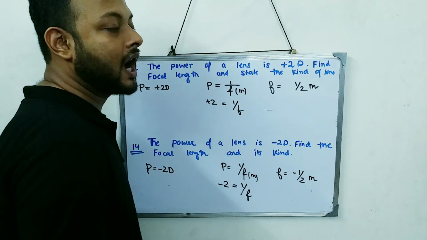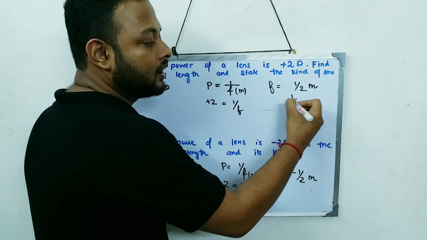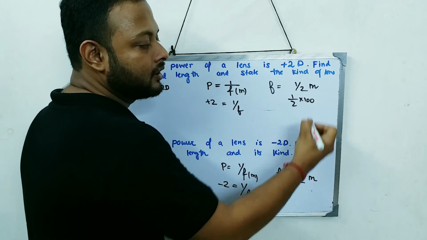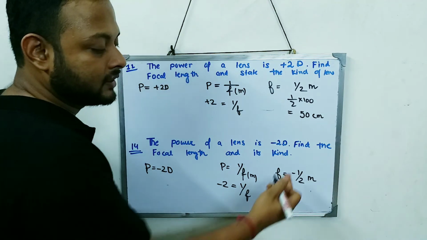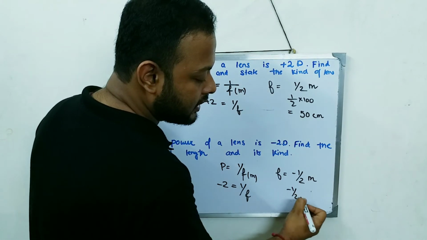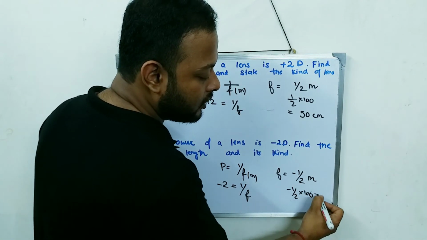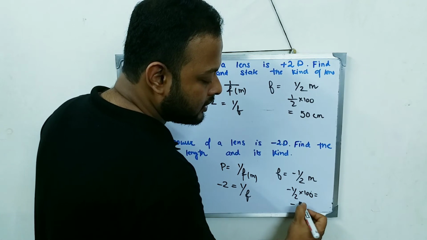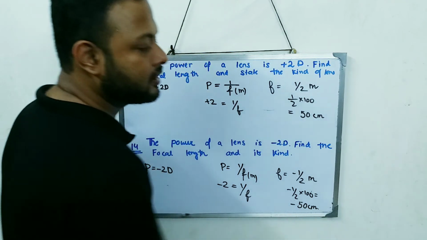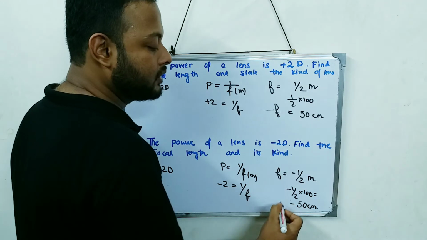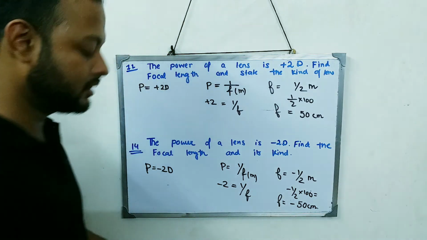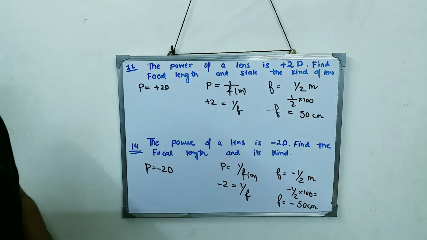Now how much is half a meter in centimeter? Just multiply this by 100, and you get 50 centimeter. And similarly over here, minus half into 100 is equal to minus 50 centimeter. Clear? So the focal length over here is 50 centimeter and the focal length over here is minus 50 centimeter. I hope it is clear to you.